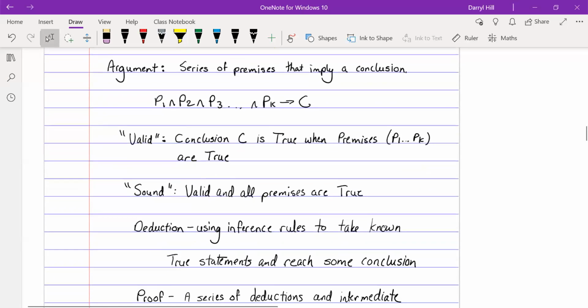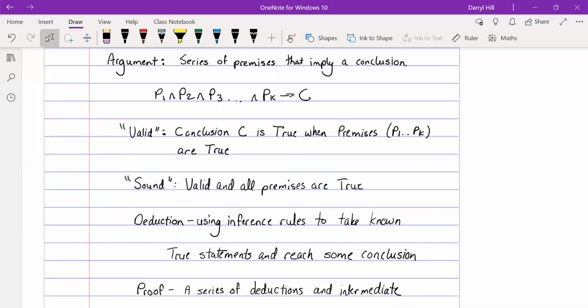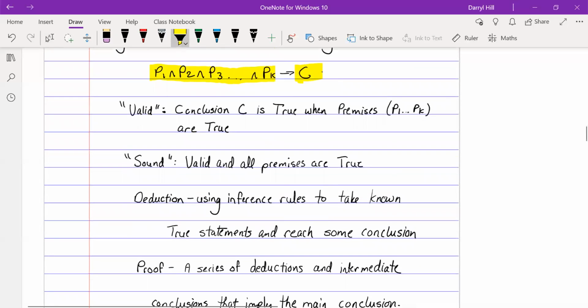Okay. An argument. It's a series of premises that imply a conclusion. So these are the premises. If they're all true, then that implies that our conclusion is true. So an argument is valid if the conclusion is true when the premises are true. A valid argument does not necessarily mean the premises are true, but it is sound if it is valid and all the premises are true.